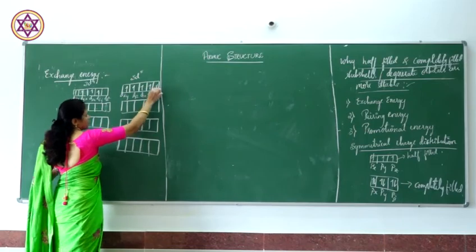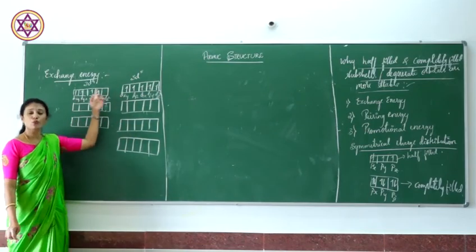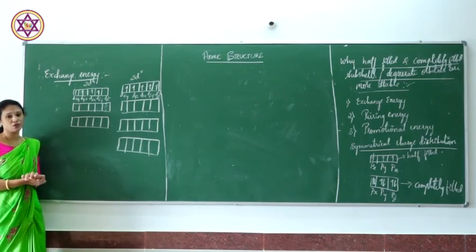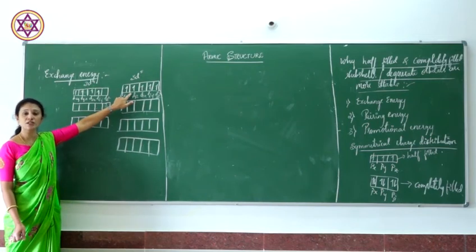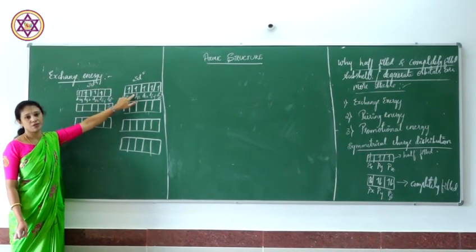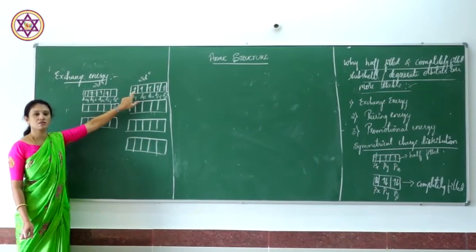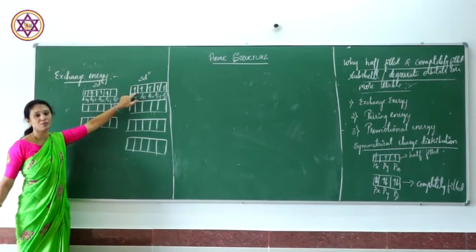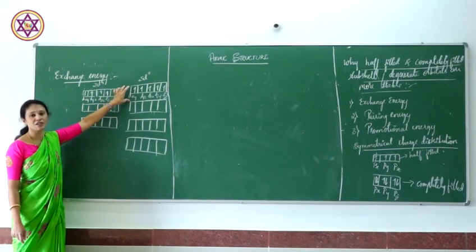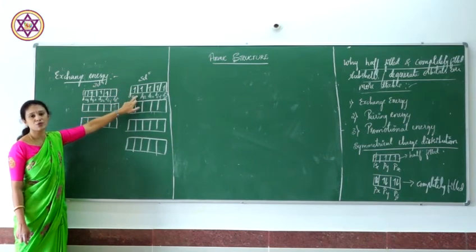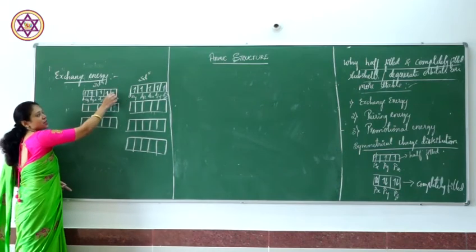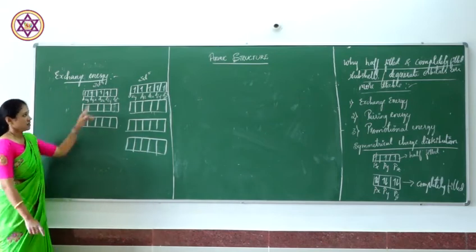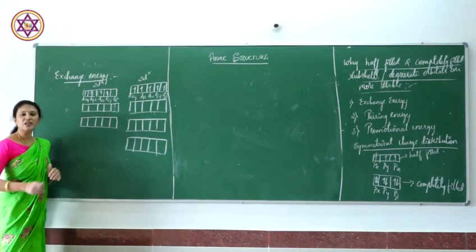Among these two, which has a symmetrical distribution of charge? You should see first. Here it is half filled, so the symmetrical distribution is greater. If it has a symmetrical distribution, it is stable. I have explained previously that half filled or completely filled means a symmetrical distribution of charge. In 3d5 there is a symmetrical distribution of charges, but in 3d4 there is none because the dz square orbital is vacant. Coming to the exchange energy.